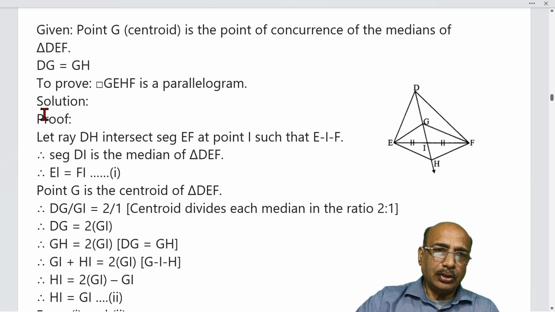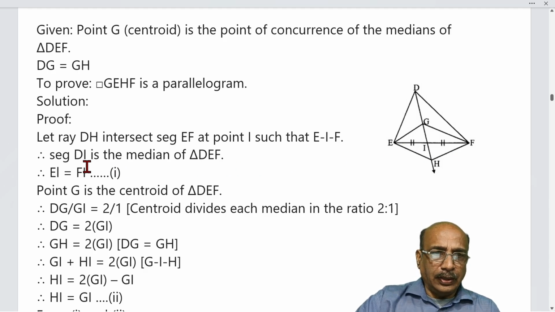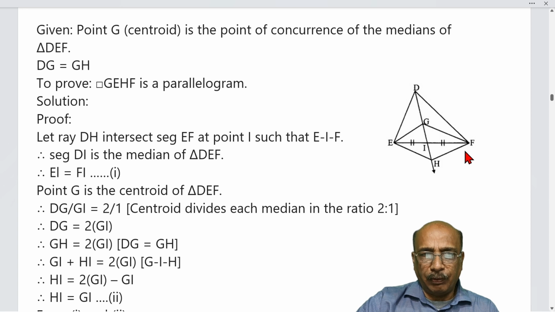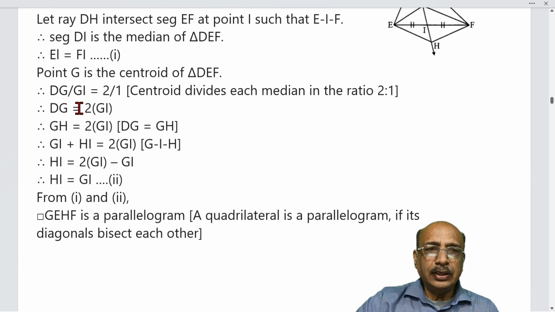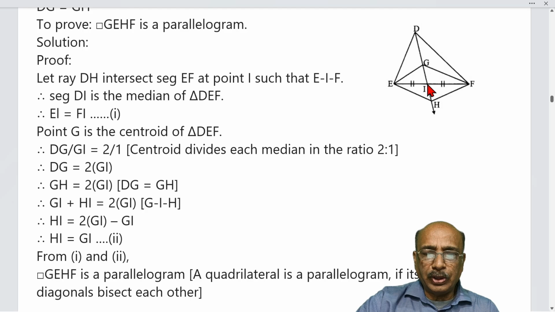So, solution. Proof. Let ray DH intersect EF at point I such that E-I-F. Segment DI is the median of triangle DEF. Therefore, EI equals IF. Point G is the centroid of triangle DEF. As I said earlier, DG upon GI is 2:1. So DG equals twice GI, cross multiplying.